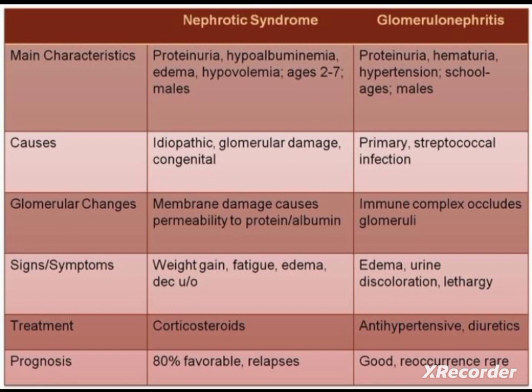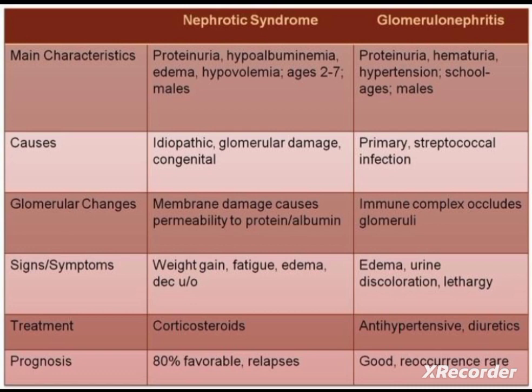And when we are discussing the causes, nephrotic syndrome is mainly idiopathic. Idiopathic means unknown origin. It is mainly due to glomerular damage or a congenital reason. That's why it is unknown. Usually it's unknown: idiopathic, congenital, or due to glomerular damage, the nephrotic syndrome occurs.